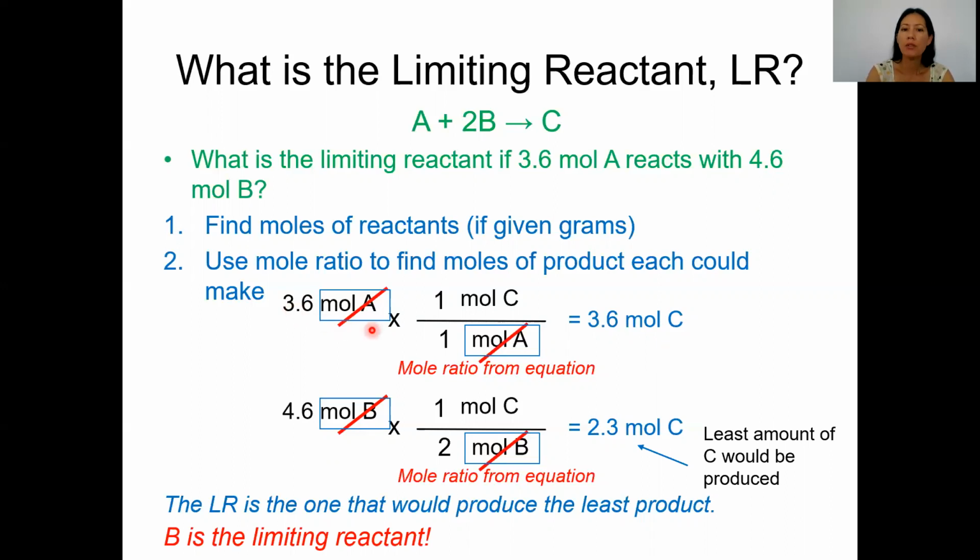When I ask you later how much max product could be made, it's only 2.3. Never, ever, ever add these up. I see this all the time. It's only 2.3, scratch this out.